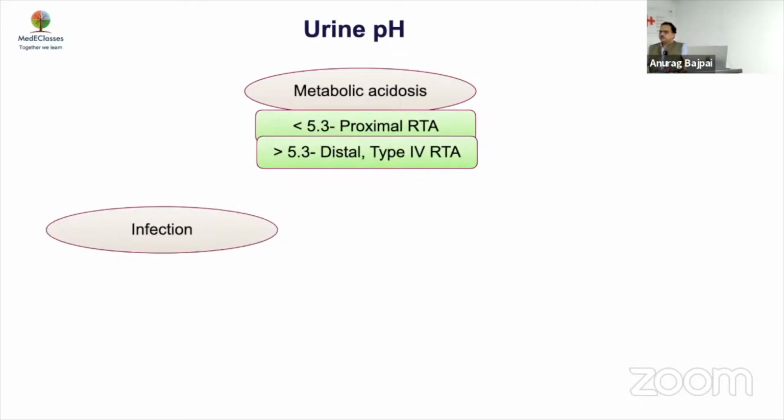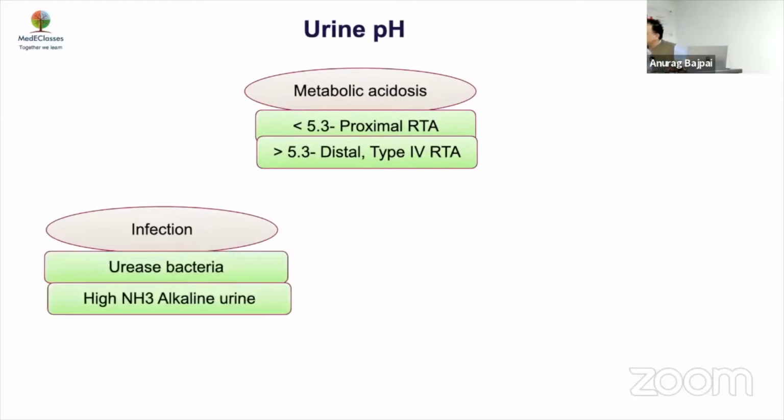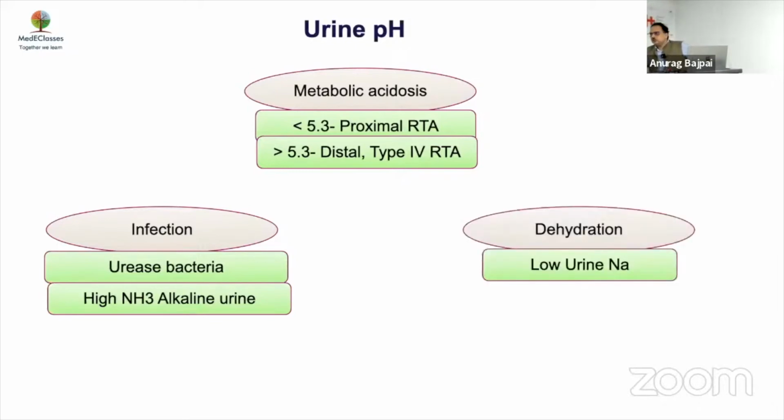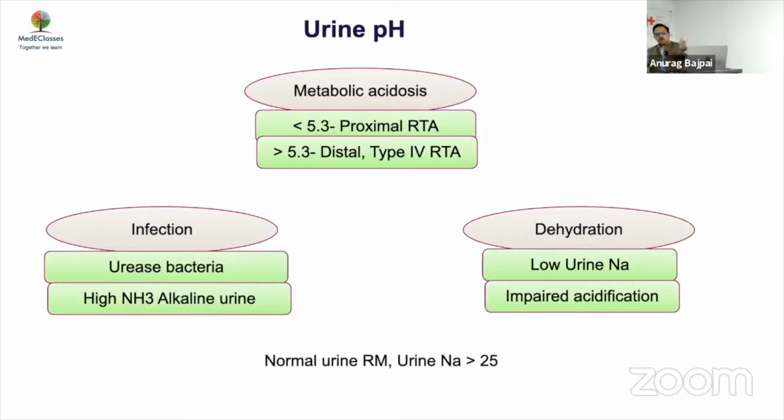So in that case, it can become alkaline. Because we discussed the urease producing bacteria can cause high ammonia and alkaline urine, even if it is not an acidification defect. So whenever you're looking at urinary pH, you have to exclude two things. One is UTI, the second is dehydration, because that will also cause the same picture. So you need to have a normal urine routine microscopy, and urinary sodium should be more than 25 in that setting.